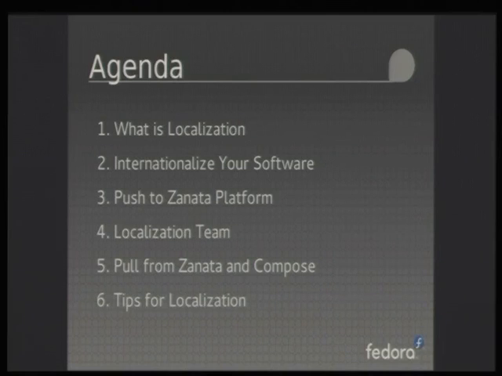Internationalization is the preparation for the application to be localized, so this has to be done first. After the internationalization, the translator can work on the file itself, but it's a much safer and better way to use the translation platform called Zanata, which has been briefly introduced by Praveen in the previous talk. Pushing to the Zanata platform means pushing the file itself to Zanata. And then it's ready to be localized by the translators.